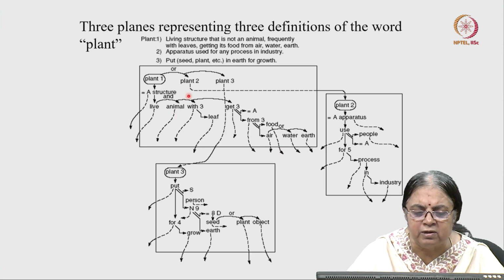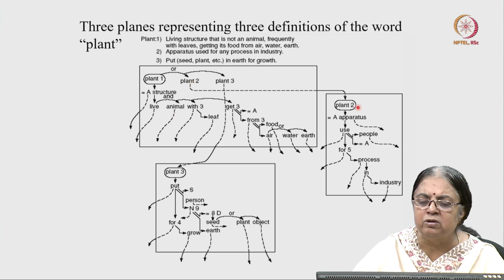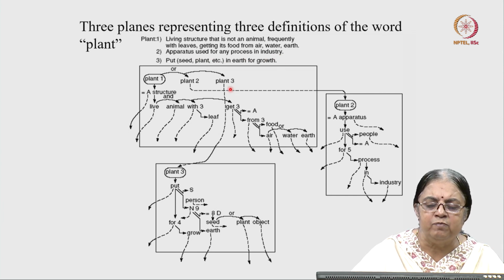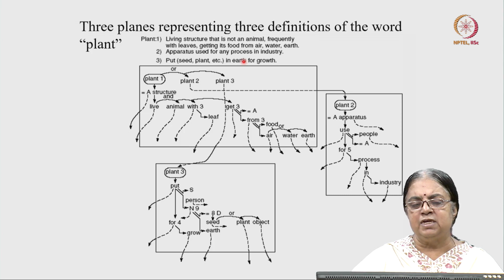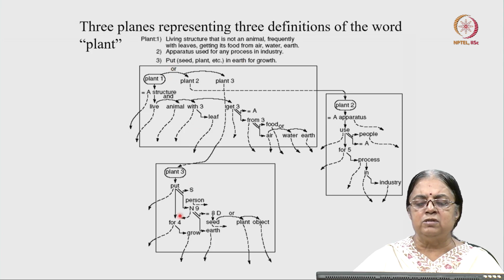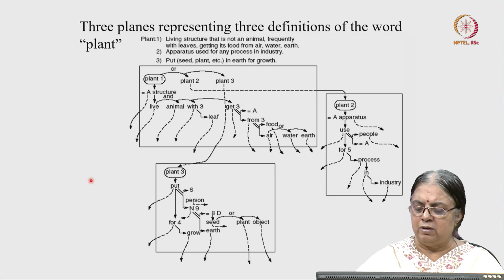Another meaning of plant is you have plant 2 here. So, plant 2 is an apparatus used for any process in the industry. Then you have plant 3 or the third meaning over here, put in the earth for growth. For example, put a plant or a seed into the earth, etc. So, here this is more complex semantic network which is used to represent this.